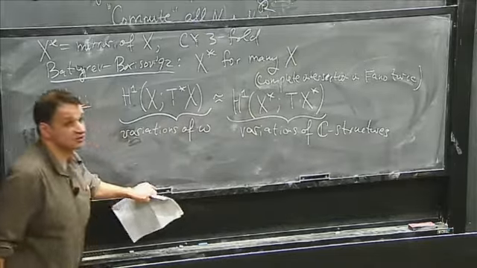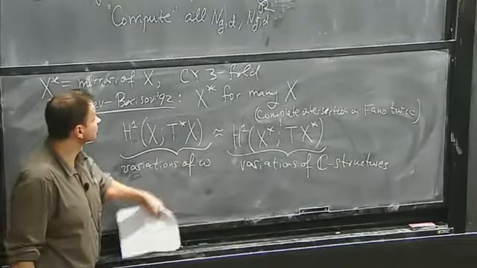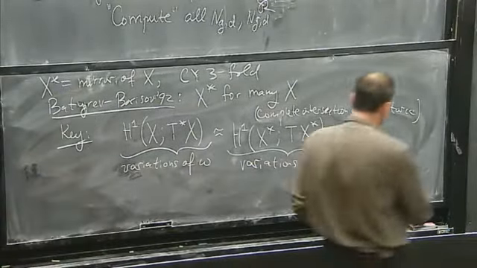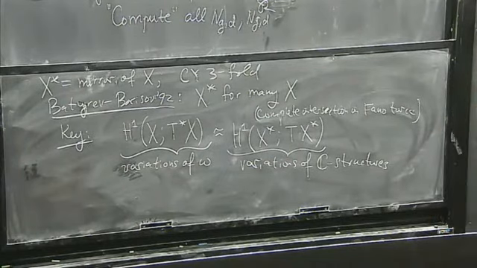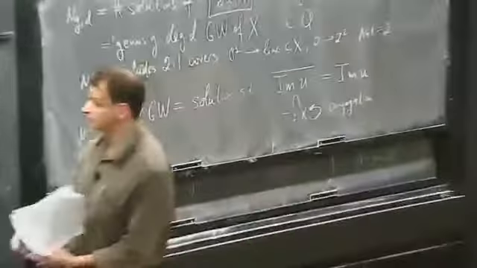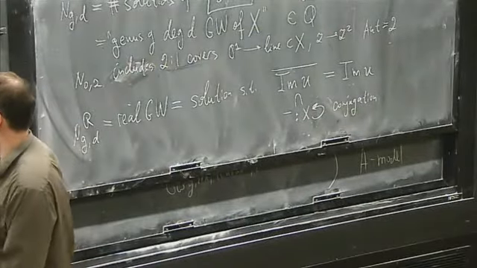Now, since I don't have time, I'm not actually going to describe the explicit construction for the quintic. What's the word after Fano there? Toric. Toric. Sorry.